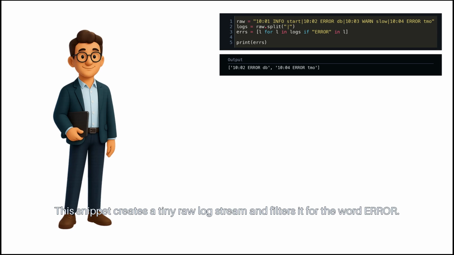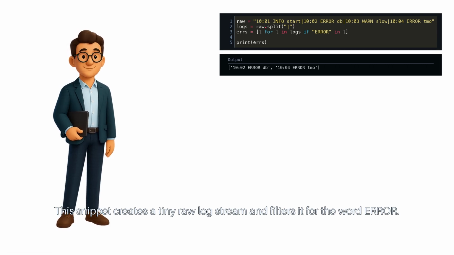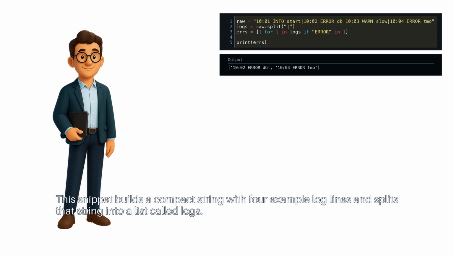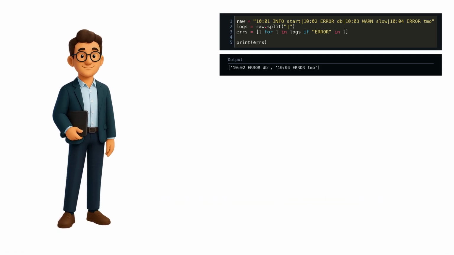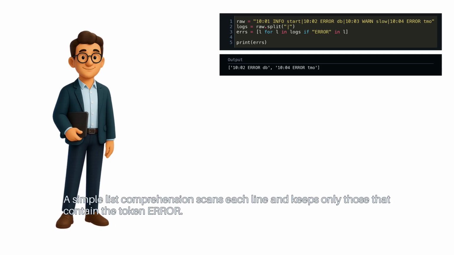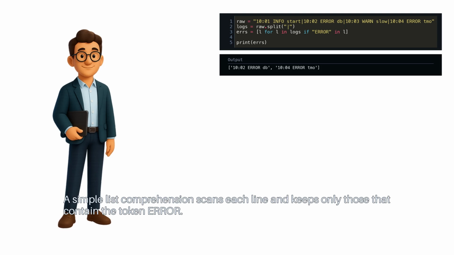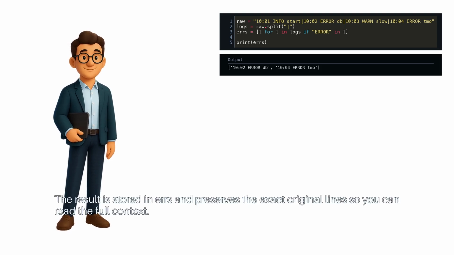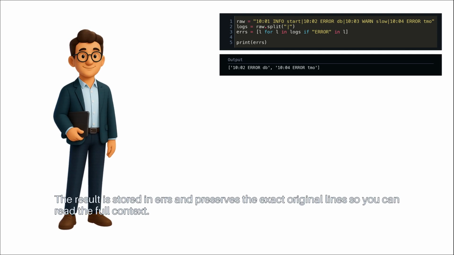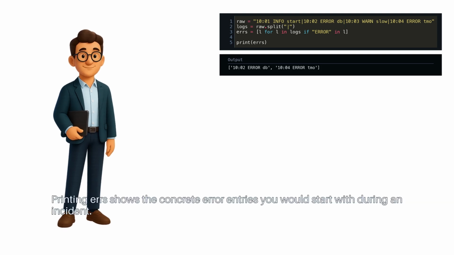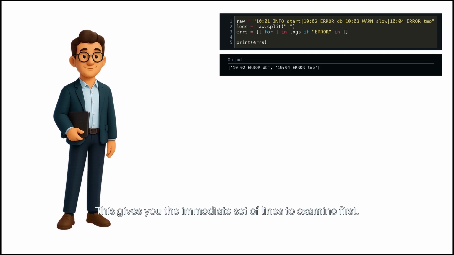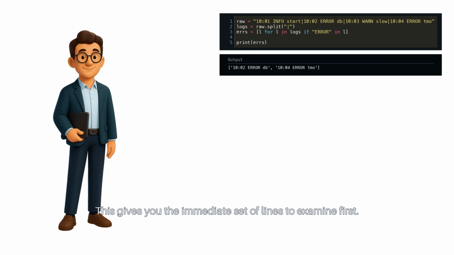This snippet creates a tiny raw log stream and filters it for the word error. It builds a compact string with 4 example log lines and splits that string into a list called logs. A simple list comprehension scans each line and keeps only those that contain the token error. The result is stored in errors and preserves the exact original lines so you can read the full context. Printing errors shows the concrete error entries you would start with during an incident. This gives you the immediate set of lines to examine first.